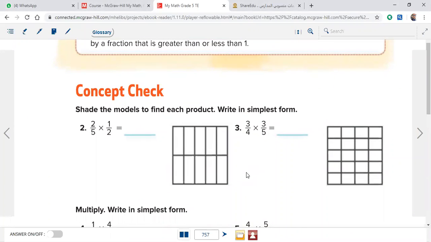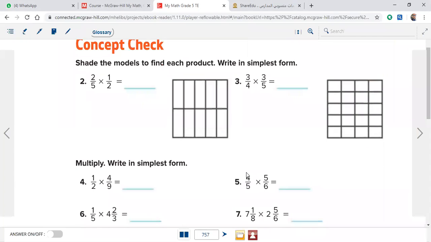Start from number 2. We'll skip number 1 because we didn't study it. Okay, number 2. Multiply in simplest form 2 out of 5 times by 1 out of 2. As we learned before, how to multiply fraction by fraction, just multiply numerator and then denominator. Okay, but check first if there is any common factor between denominator and denominator or not.